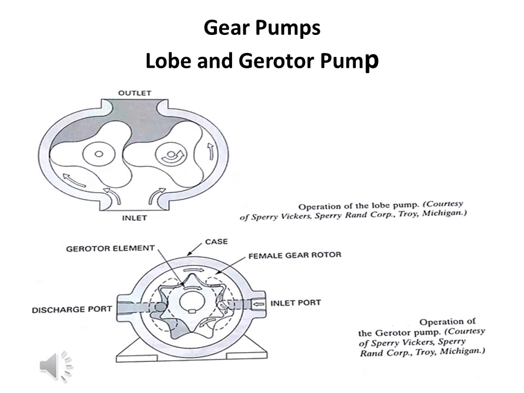Lobe pump and gear pump. The top one is the lobe pump, and here the lobe pump has three lobes, and both the lobes are connected to the motor. When the motor is switched on, both the lobes get power from the motor and start to move in opposite directions.